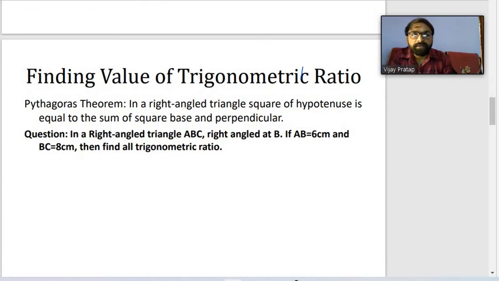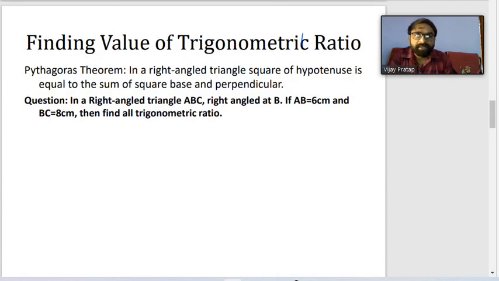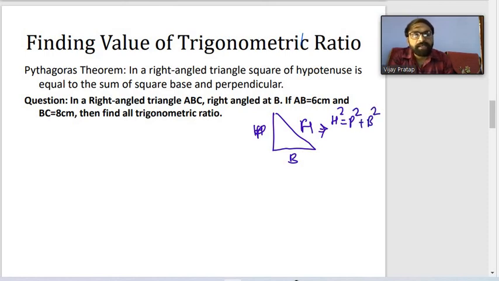Now let us solve an example based on this. First of all, let us discuss the Pythagoras theorem, which we studied in the triangle chapter. It says that in a right angle triangle, this is the base, this is the perpendicular, and this is the hypotenuse. According to the Pythagoras theorem, h square equals p square plus b square. From here we can calculate b square equals h square minus p square.